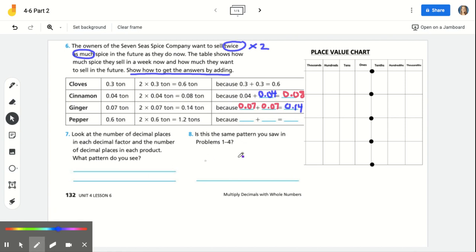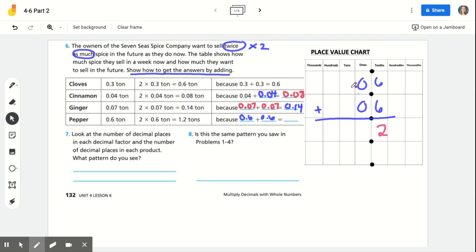And the last spice that we're going to look at is pepper. Pepper is being sold at 6/10 tons right now, twice as much as 6/10. Well, 2 times 6/10 is equal to 1 2/10 tons, because let's add in our addition sentence. 6/10 plus 6/10. Set it up on your place value chart. 6/10 plus 6/10 is equal to what?